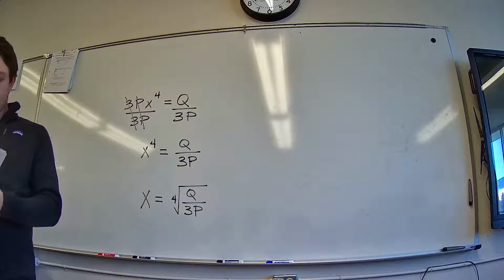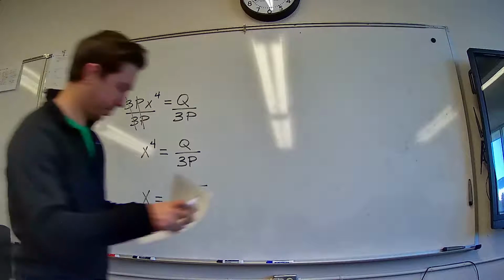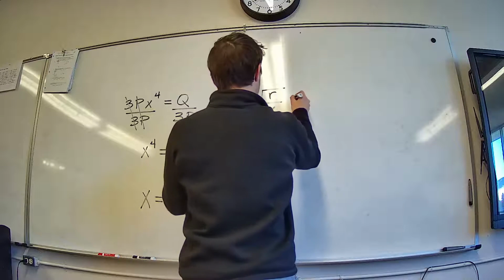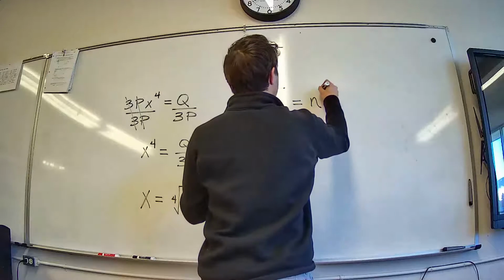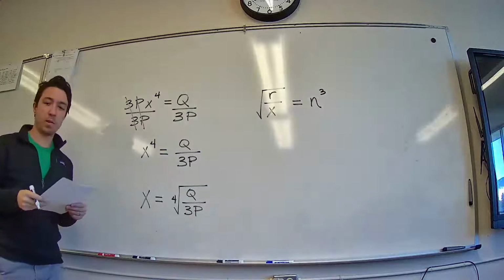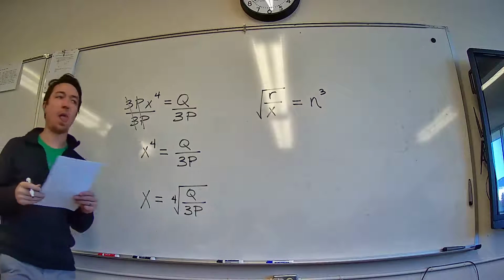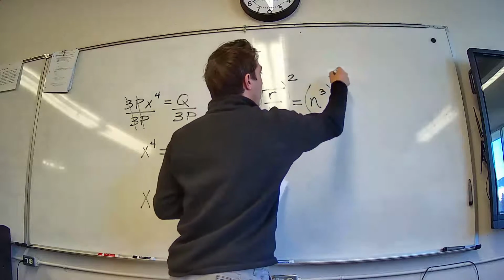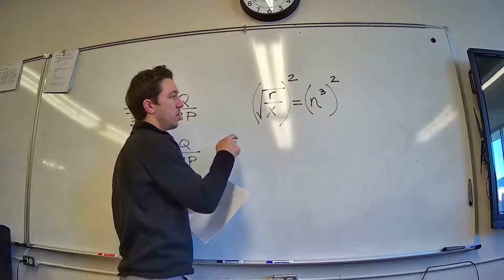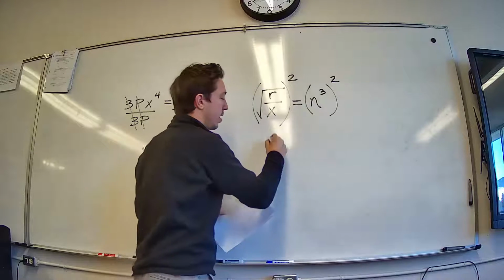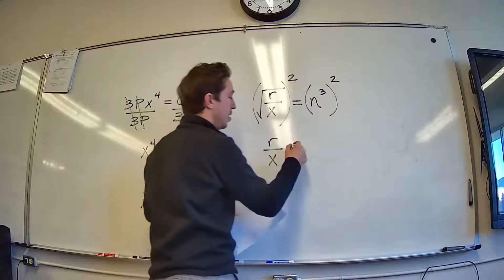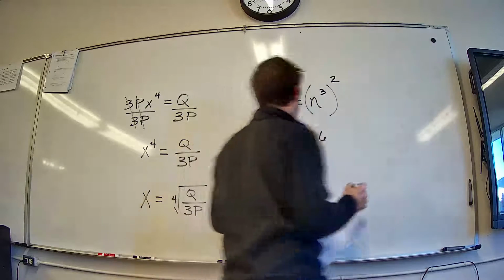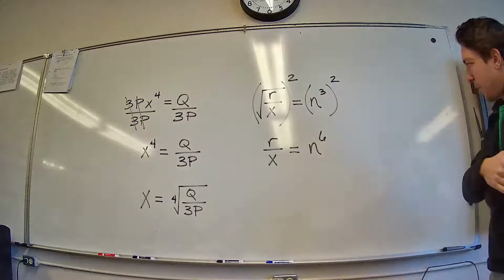Okay, let's look at one or two more. Let's jump down to E. You have the square root of r over x is equal to n cubed. What should be the first step to solving this? Square both sides. Okay, so you square the left and you square the right. So if you square this square root, you get just left over the thing inside. What do you get if you square n cubed? 6th power.